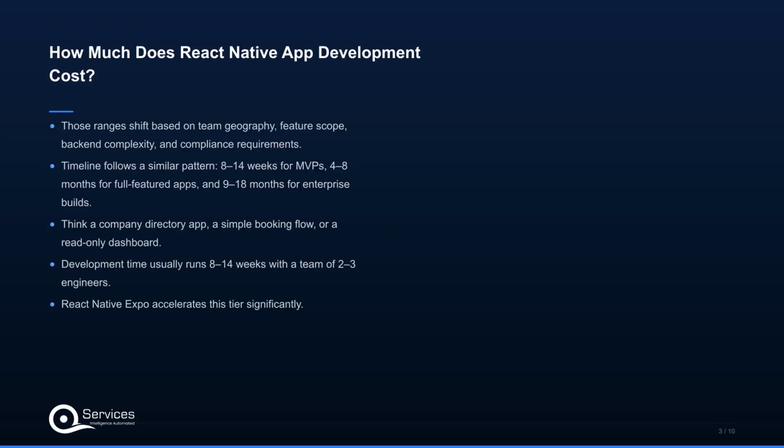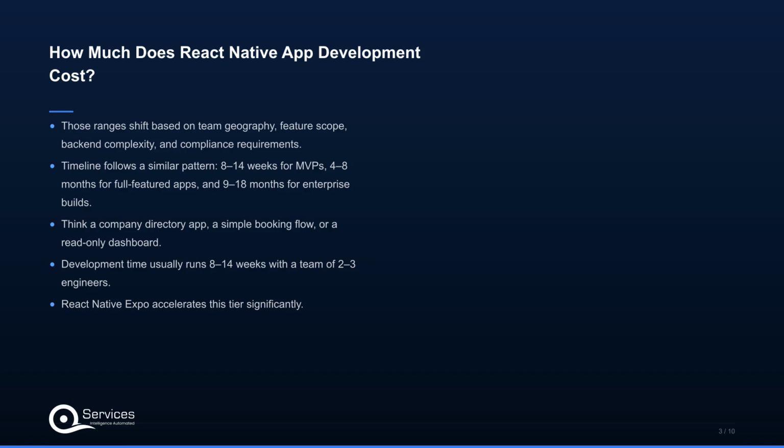Now, next up, how much does React Native app development cost? React Native app development costs $25,000 to $60,000 for simple apps, $60,000 to $150,000 for mid-complexity projects, and $150,000 to $250,000 plus for enterprise applications. Those ranges shift based on team geography, feature scope, back-end complexity, and compliance requirements. Timeline follows a similar pattern: 8 to 14 weeks for MVPs, 4 to 8 months for full-featured apps, and 9 to 18 months for enterprise builds.